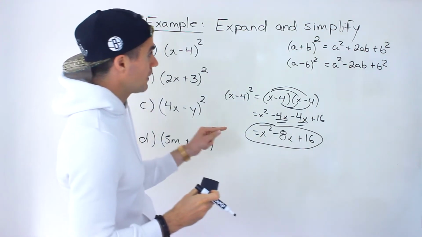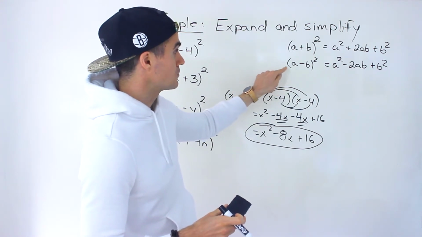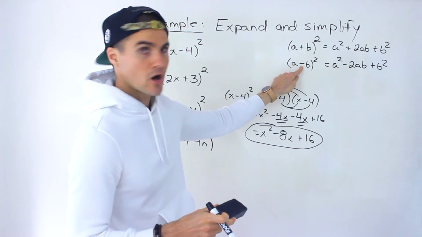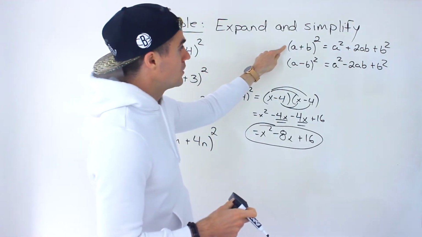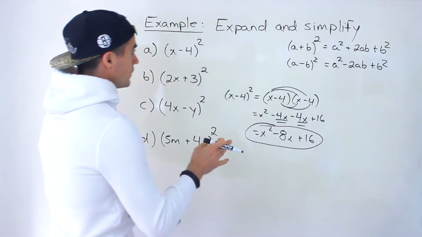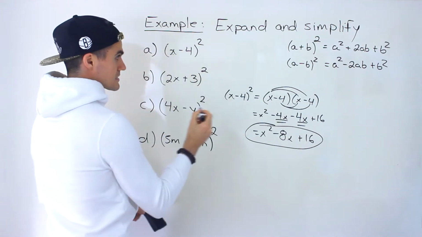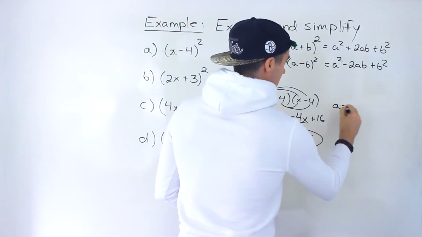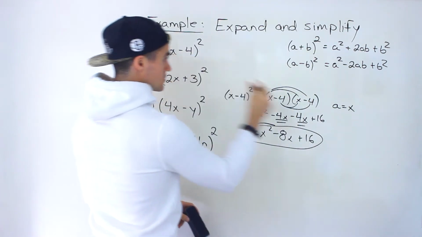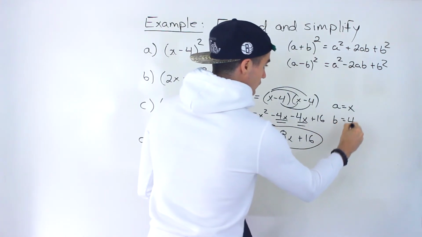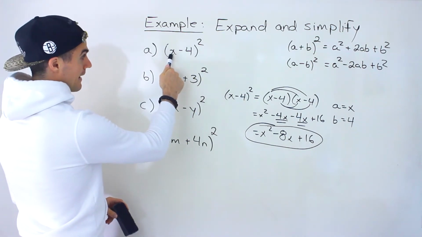Now, if we were to apply it to one of these formulas, first off, which one would we apply to? We would apply to this one because there's a subtraction there, right? We have x minus 4. If it was x plus 4, we'd apply it here. And so what you just want to do is you want to see what's the a value in this case. Well, it's like the x. And then what's the b value? A minus b, we got x minus 4. So the b value is like positive 4. Right? A minus b, x minus 4.